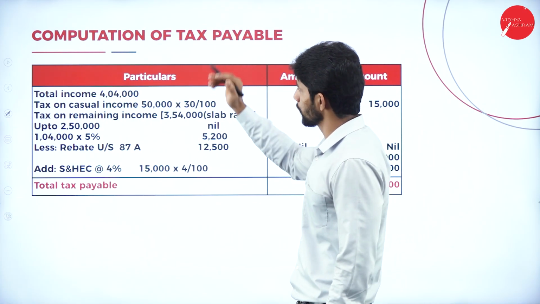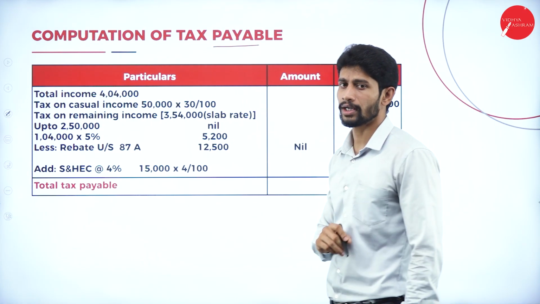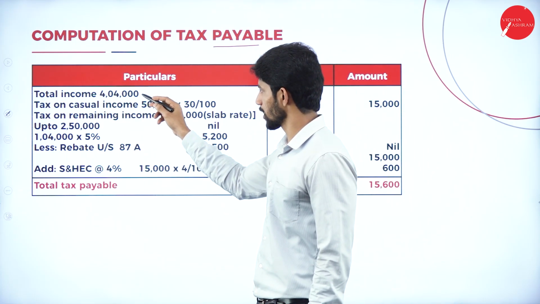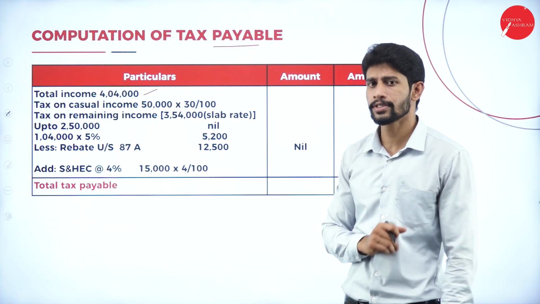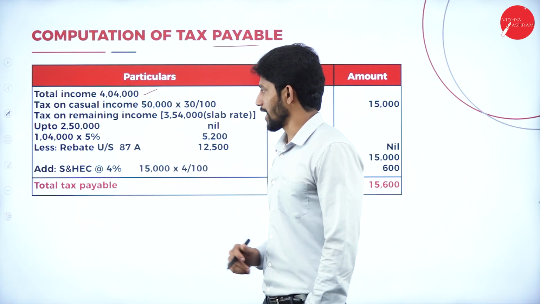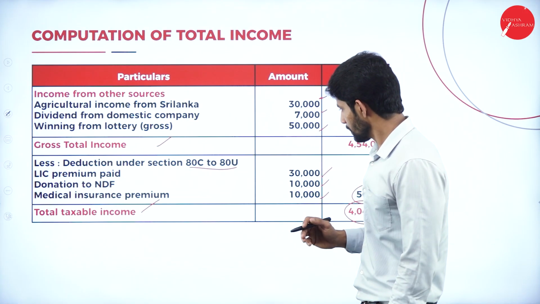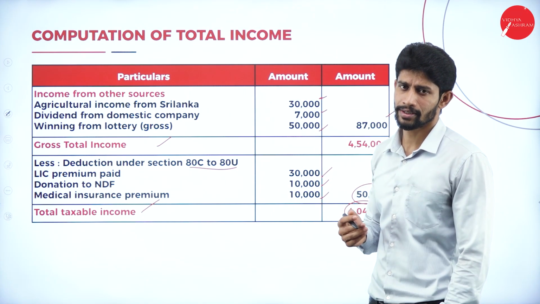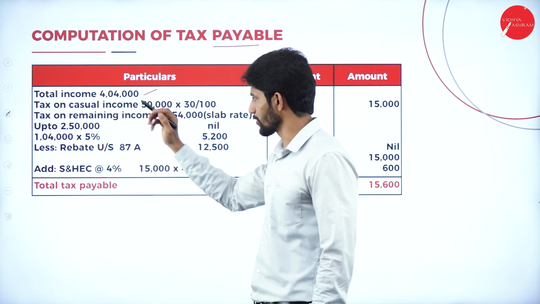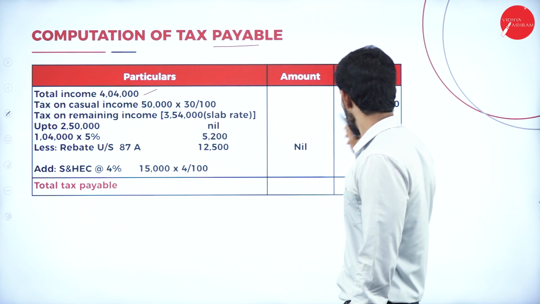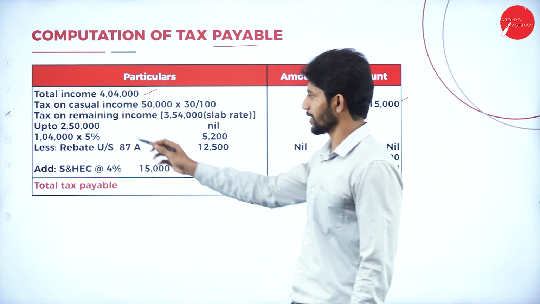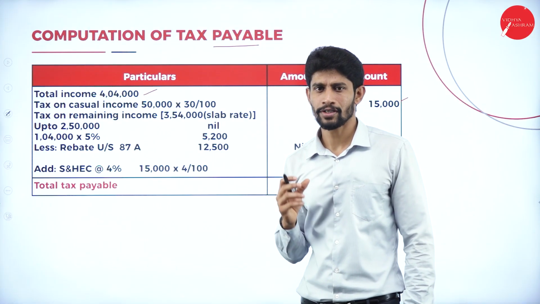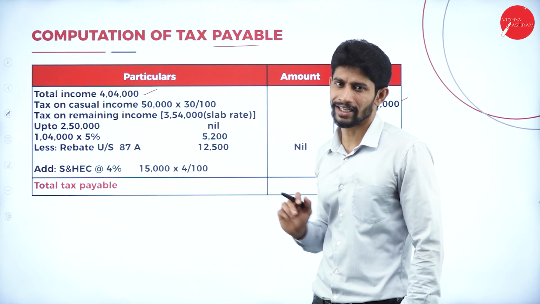So moving on to compute the tax payable or tax liability. Particulars, amount. Total income: what is the total income you have? 4,04,000 is the total income. Tax on casual income: here you can see winning from lottery we have 50,000, and on casual income the rate is 30%. So tax on casual income is 50,000 into 30%, you will get 15,000 in the outer column. Next, we don't have long-term and short-term capital gain. After setting off the long-term capital loss and short-term capital loss, we got nil in the outer column.